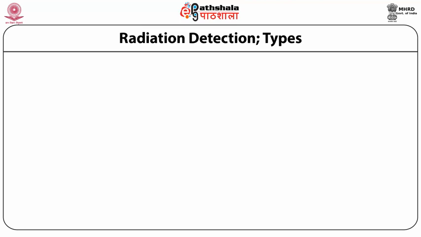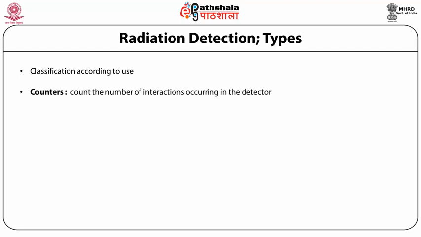In this slide, we are going to study what kind of detectors we have according to use. So classification according to use. In this category, we have three kinds of detectors. One are called counters. Counters count the number of interactions occurring in the detectors. The outcome of these kinds of detectors is basically a number. They just give us a number, and the number corresponds to how many interactions of radiations are happening in the detector material.